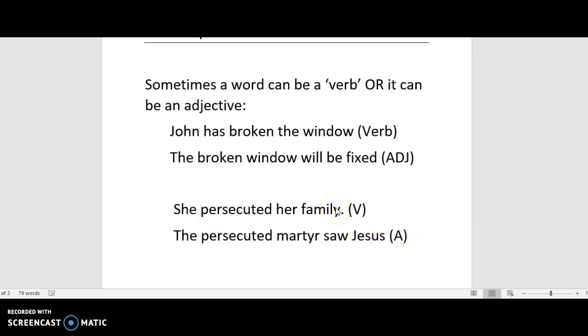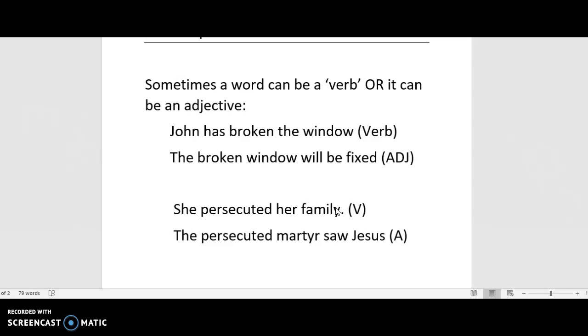Sometimes a word can be a verb or it can be an adjective. Obviously, these words used to be verbs in a previous life, and they still could be. However, we've got to be really careful. When we see en, ed, or ing, write that in your notes. En, ed, ing. Let's all say it together. En, ed, ing. When we see words with those pieces added to them, we've got to be really careful.